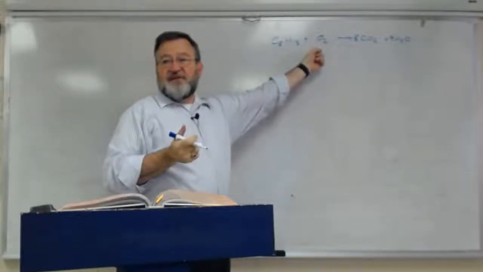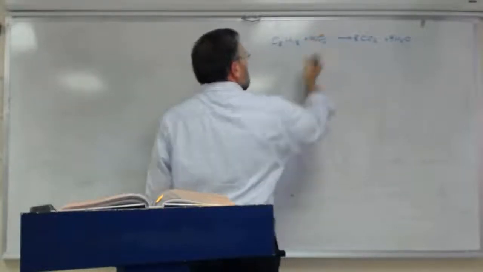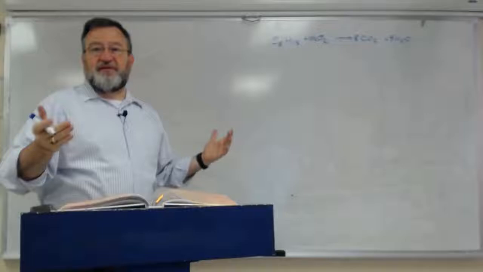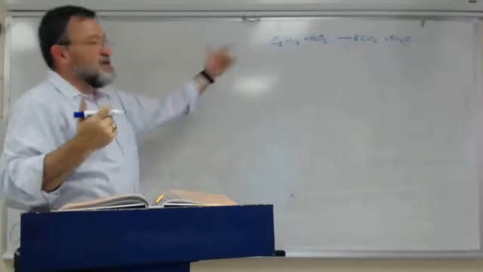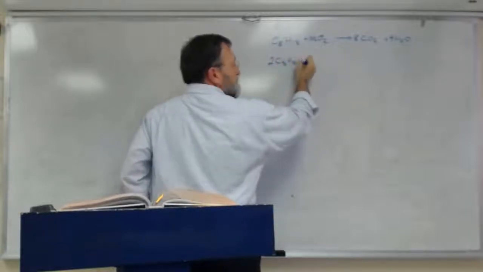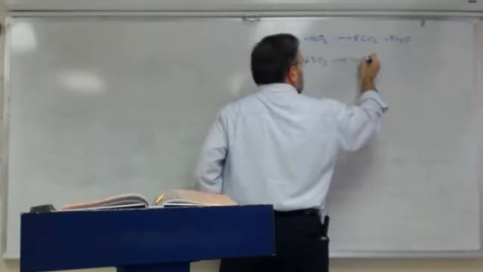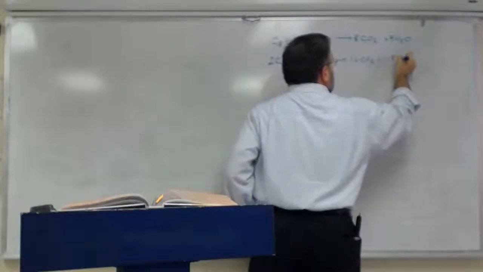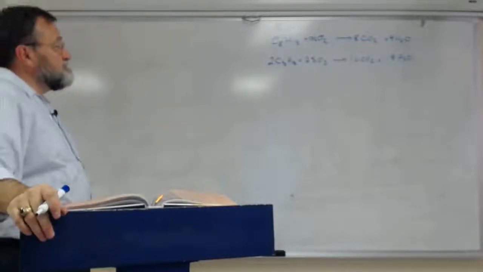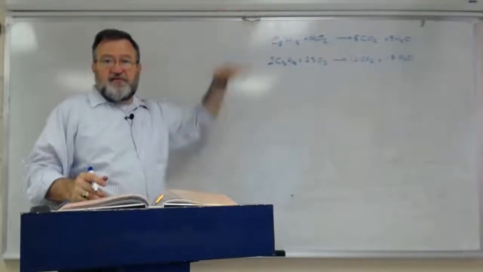How do I get 25 out of sets of 2? 12 and a half, right? 12 and a half times 2 is 25. Can I have a fractional coefficient? How do I get rid of it? Multiply the whole thing by the denominator. 2C8H18 plus 25O2 produces 16CO2 plus 18H2O. Now I can use stoichiometry. And again, that step should be old, familiar to you: how to balance the reaction equation.